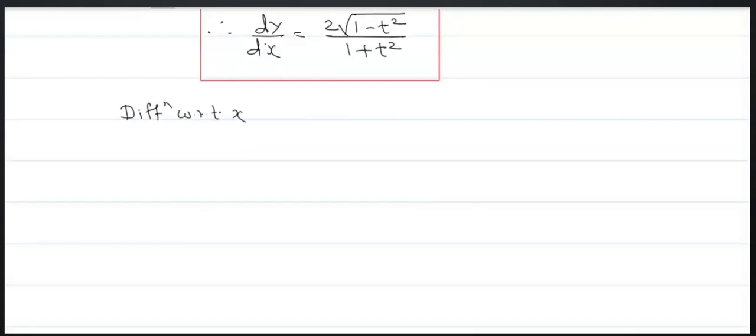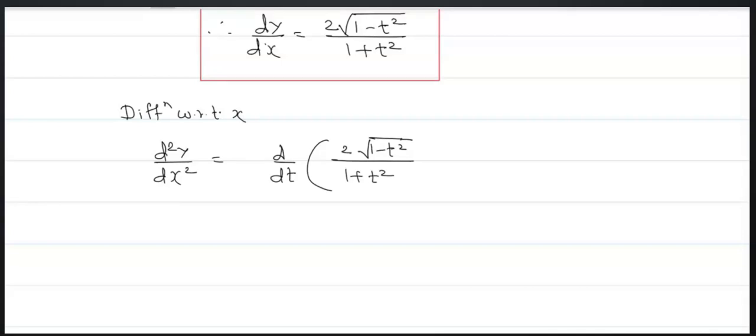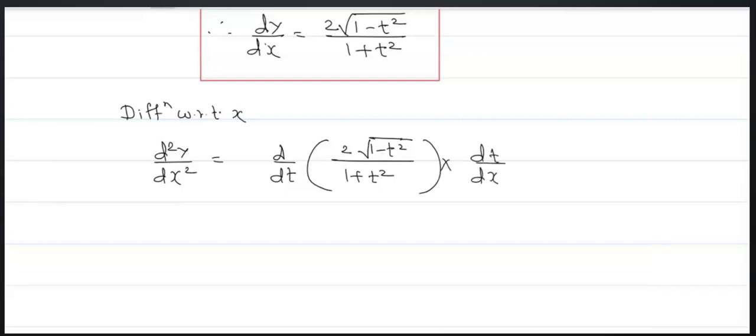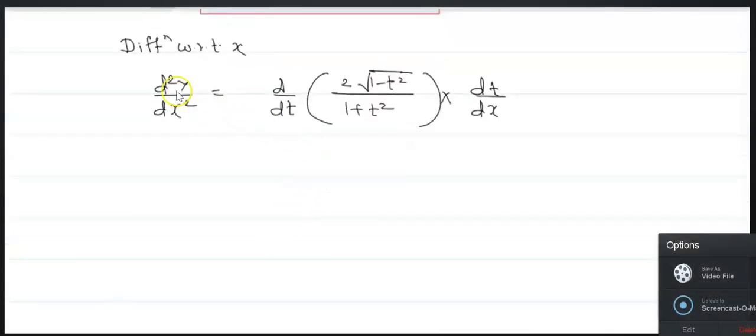Now again differentiate this with respect to x. That is d/dt of, now here, see this here, we are applying the chain rule here. That is d²y/dx². But what is dy/dx? dy/dx is 2 root of (1 minus t²) upon (1 plus t²).